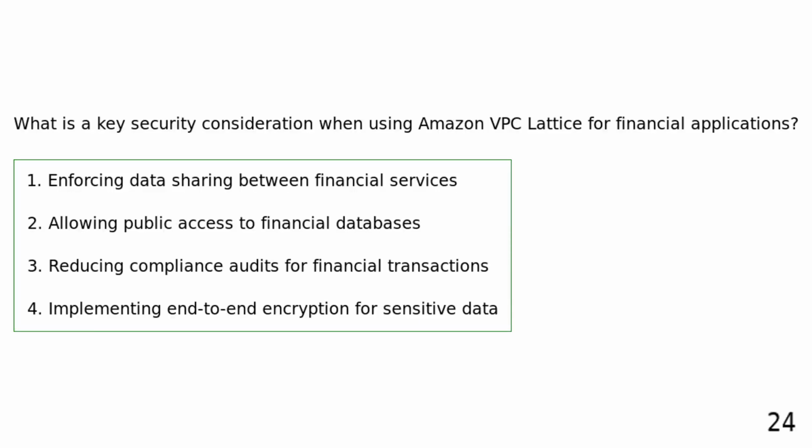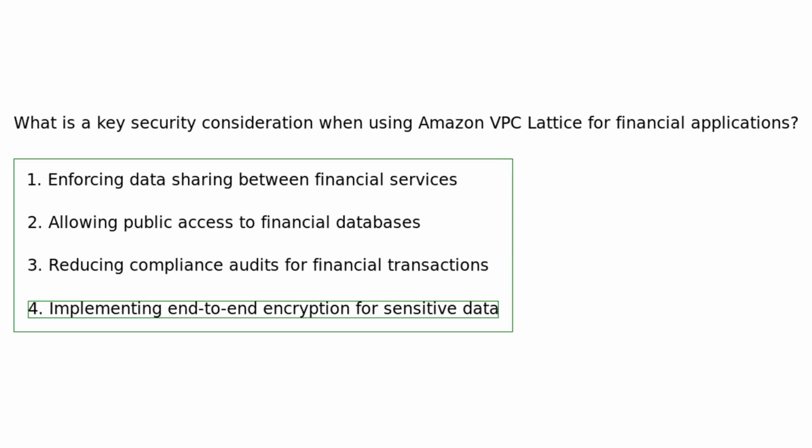What is a key security consideration when using Amazon VPC Lattice for financial applications? Enforcing data sharing between financial services. Allowing public access to financial databases. Reducing compliance audits for financial transactions. Implementing end-to-end encryption for sensitive data. A key security consideration is implementing end-to-end encryption for sensitive data, ensuring that financial transactions and data are securely encrypted within the VPC.